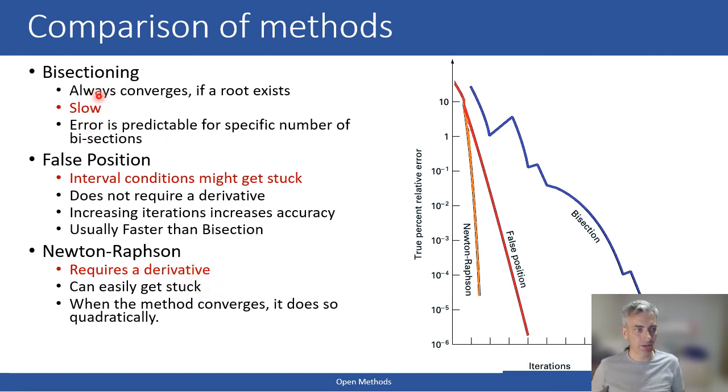Bisectioning is slow, but you can predict the number of iterations you need to get to a specific tolerance, and it's guaranteed to converge if there's a root really in the range. False position method is probably not the best choice. Usually bisectioning or Newton-Raphson or some combination of the two would be used, or secant method, which we haven't looked at in today's class.